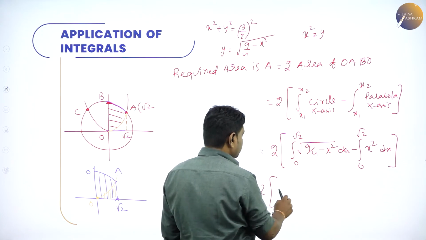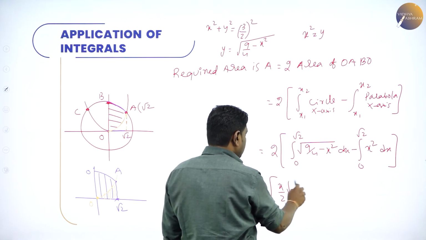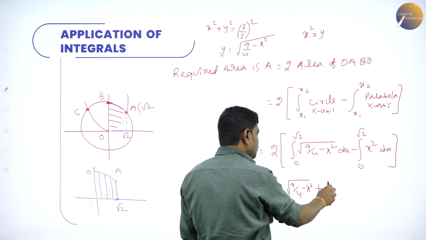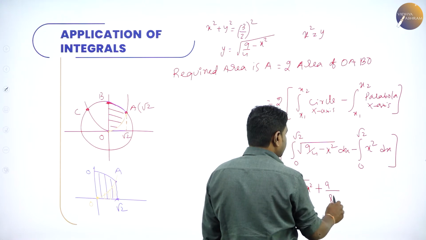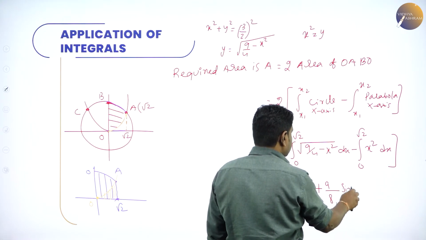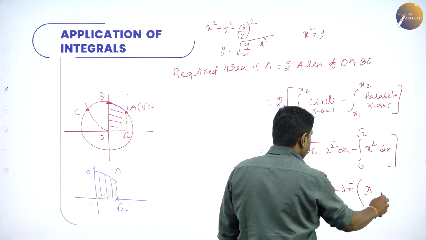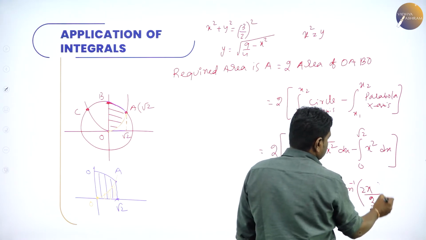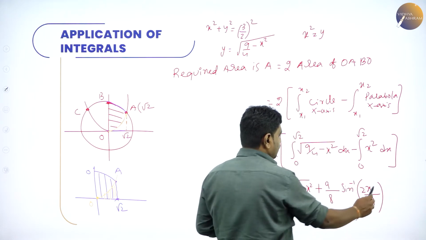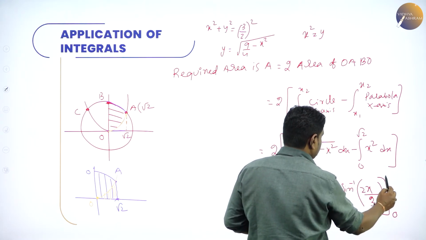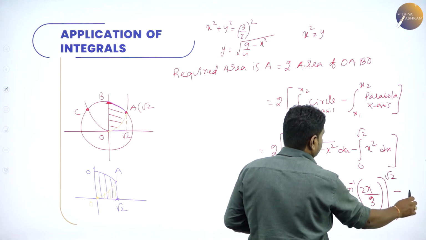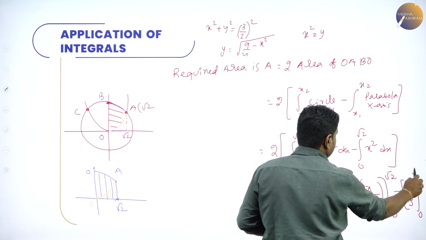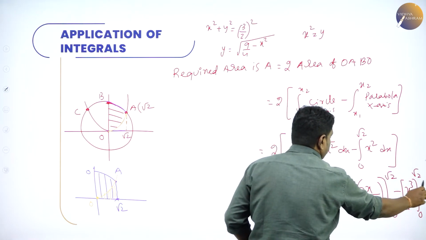All of you know integration of this: x by 2 root of 9 by 4 minus x square plus a square by 2, a square by 2 means 9 by 4 by 2 becomes 9 by 8, into sin inverse x by a, sin inverse x divided by 3 by 2, minus upper limit minus lower limit. What is upper limit minus lower limit? 0 to root 2, minus integration of x square is x cube by 3 from 0 to root 2. Now apply upper limit minus lower limit. Outside we have 2 for both.